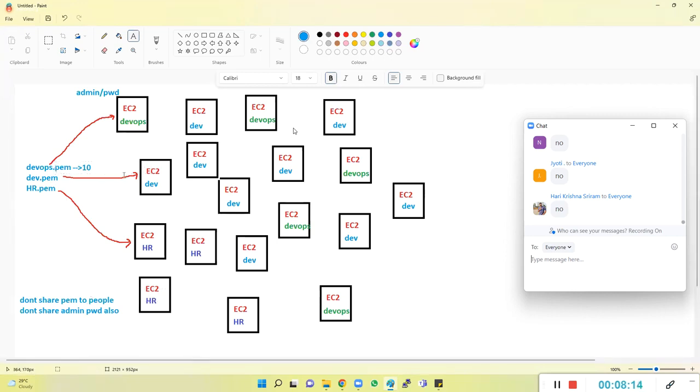And how do they log in? Do they need to ask me every time for the passwords? No. And how do they log in then? Everyone understood the question? Guys, everyone understood the question? Everyone, tell me.